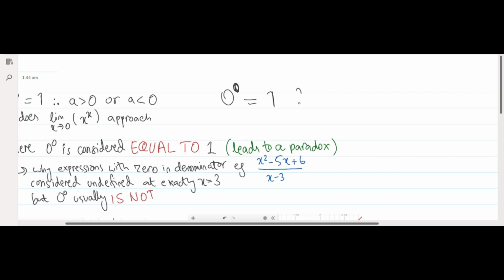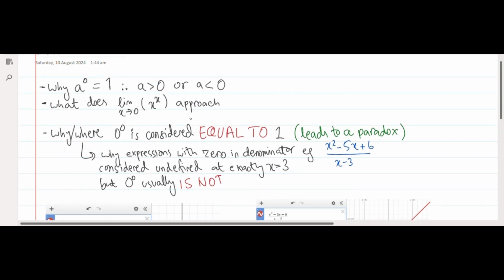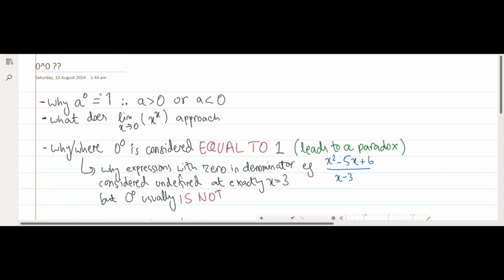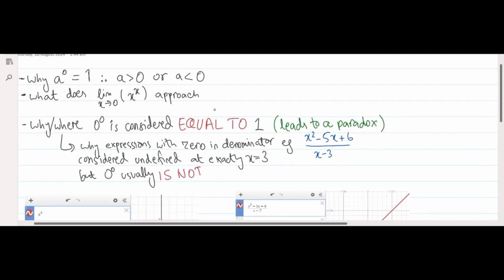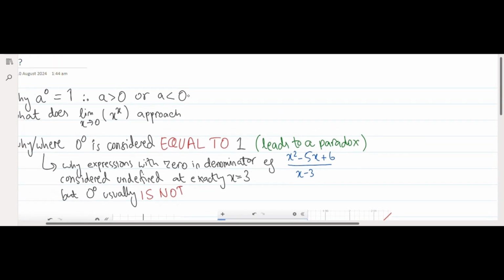So yeah, I was talking about why 0 to the power 0 is equal to 1. You're like, okay, why is 0 to the power 0 equal to 1? That makes no sense. Any other power of 0 is either undefined or 0, but when you raise 0 to the power of 0, you get 1. Why is that? Even Desmos defines it: 0 to the power 0 is 1 in Desmos, not undefined.